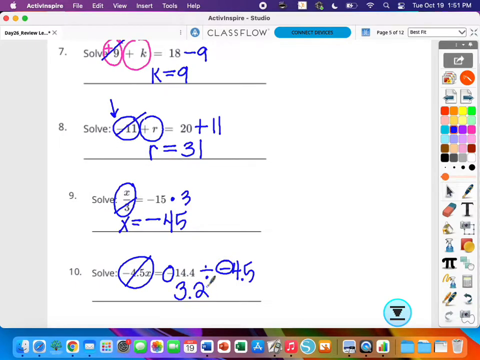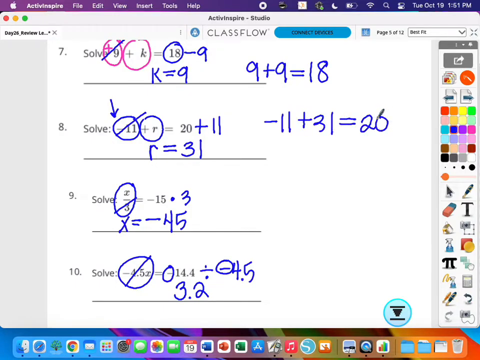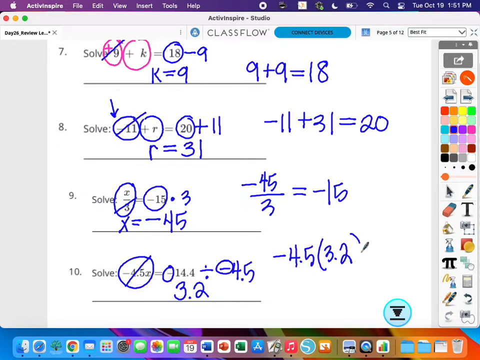Now, if you're wondering about any of these, take your answer, what you got for the variable, and substitute it back into the problem. So on number 7, we would do 9 plus 9. 9 plus 9 equals 18, just like we have in our total. Number 8, negative 11 plus 31 is going to equal 20, just like we have in our total. Number 9, we have negative 45 over 3 is going to equal negative 15, just like we have as our total. And number 10, negative 4.5 times 3.2 is going to equal a negative 14.4, just like we have in our total right there. So you can always substitute in and check your answers.